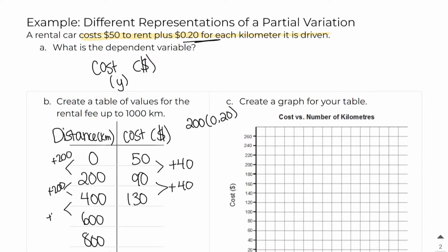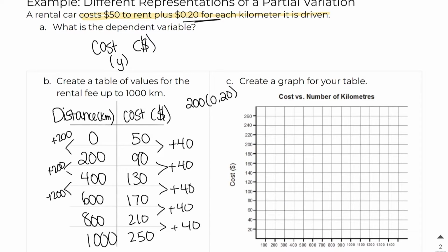Here's an extra 200 kilometers. So here's an extra $40. So I'll be at $170. So the next one I would add 40 to it, so I'd get 210. And then the last one I would add 40 to it and I would get $250. Okay? Now we can use this information to create a graph for our table. So we know that at 0 kilometers, we're going to pay $50.